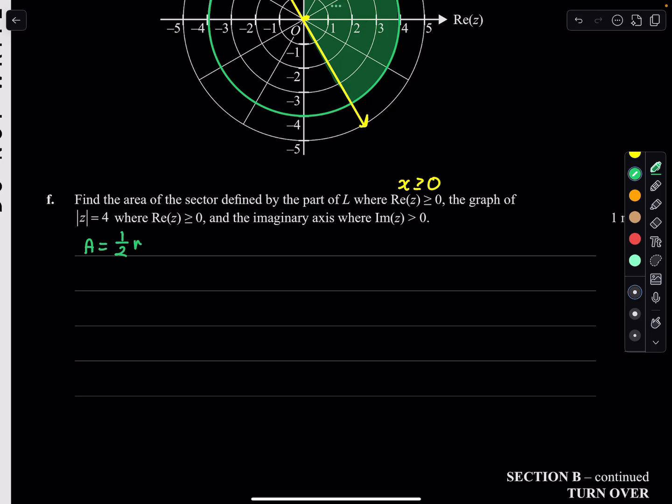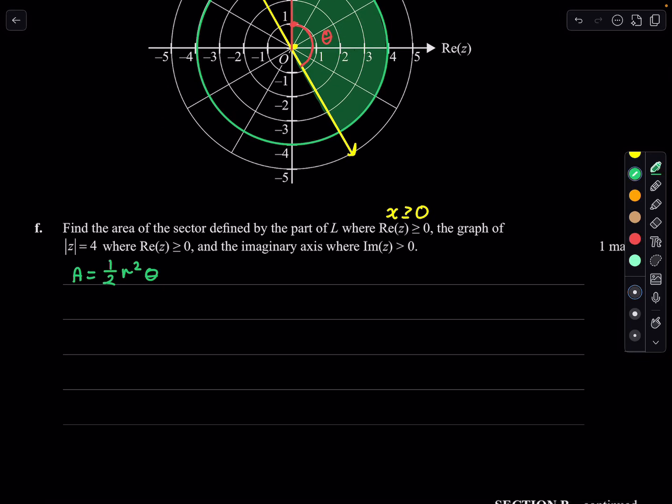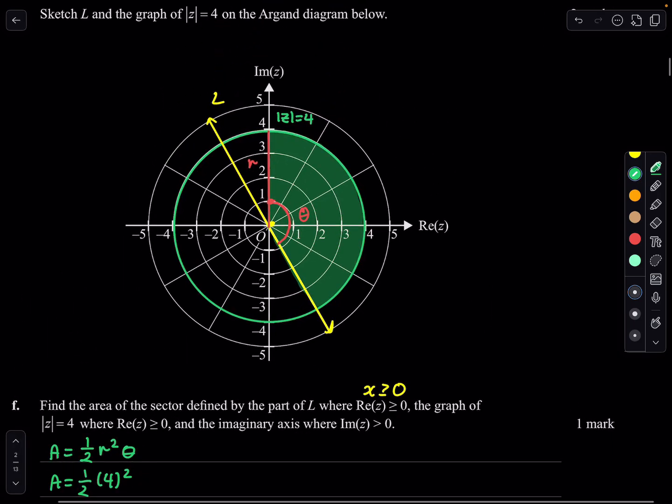half r squared theta. So this is the area of a sector. Theta is this angle here, and r is the radius of this sector, which is this over here. In this case, our radius is of course 4. So let's write at the start. Area is half times 4 squared. And what's our theta? Of course, in radians.